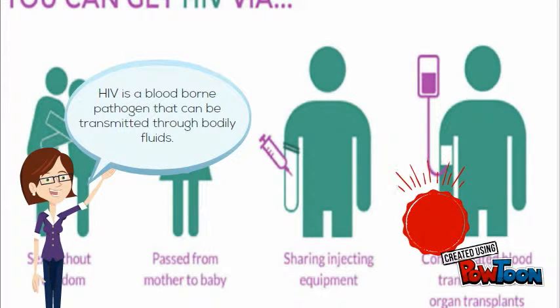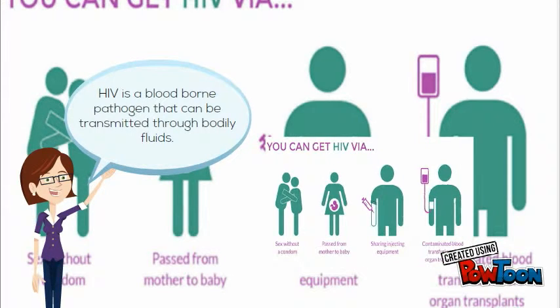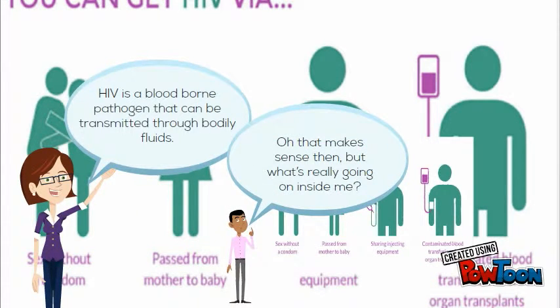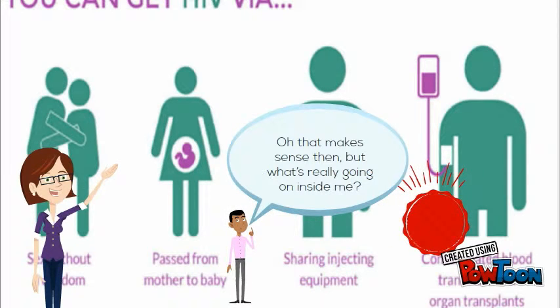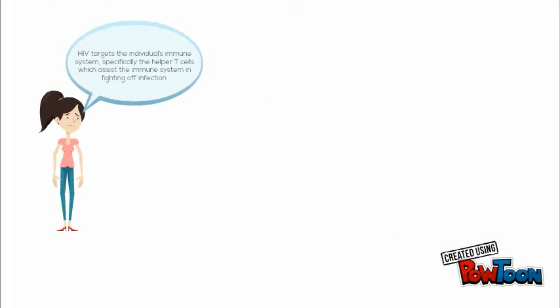HIV is a blood-borne pathogen that can be transmitted through bodily fluids, so this means that sexual contact and needles can also lead to possible infection along with childbirth and breastfeeding. Oh, that makes sense then. What's really going on inside me?